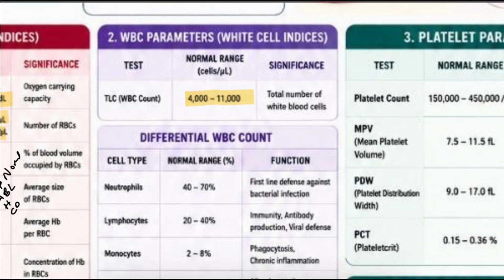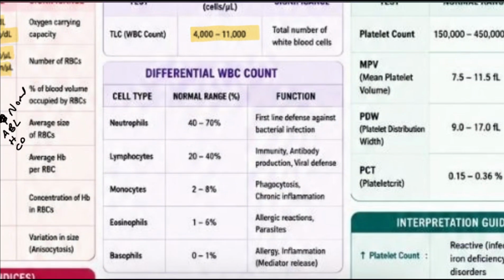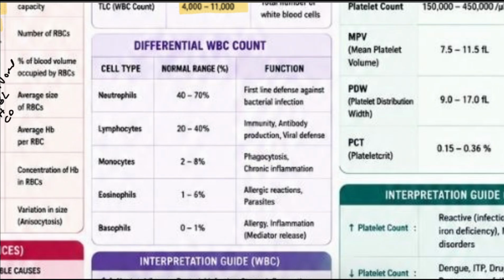So next we can see low TLC, low total leukocyte count, means we have to suspect leukopenia. The main causes will be viral infection, dengue and bone marrow suppression. If the patient has viral infection, dengue or bone marrow suppression, we have to suspect leukopenia. Next we can see some differential WBC count.